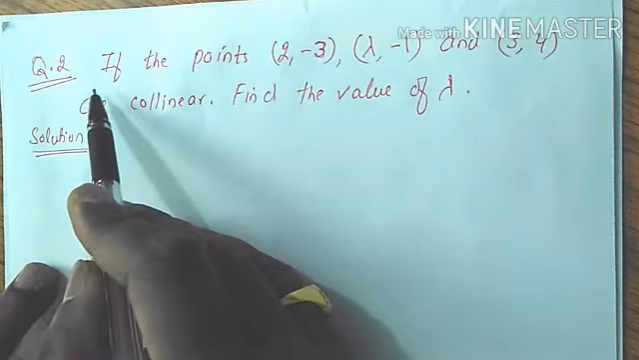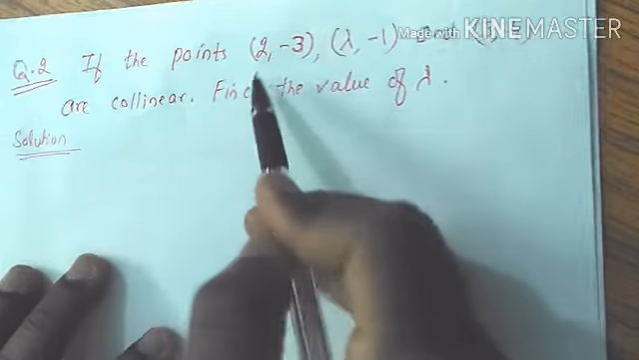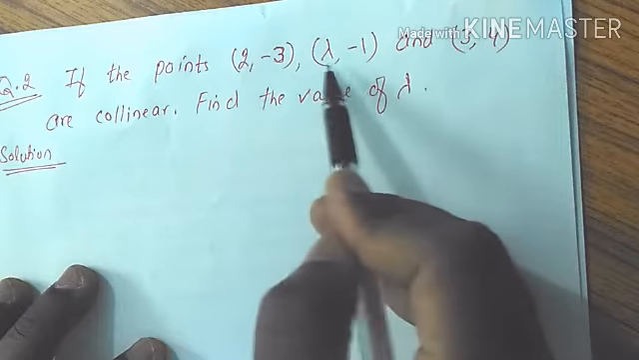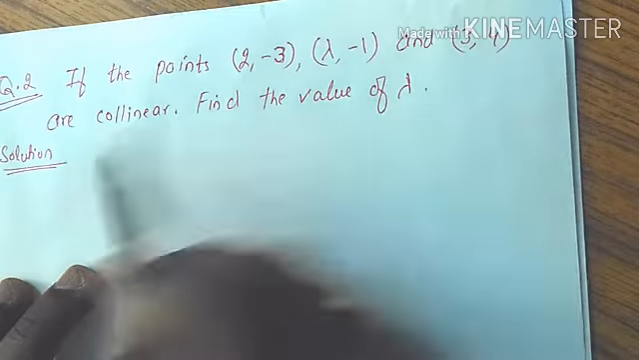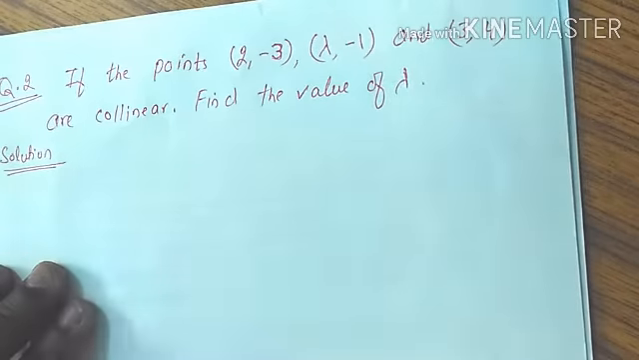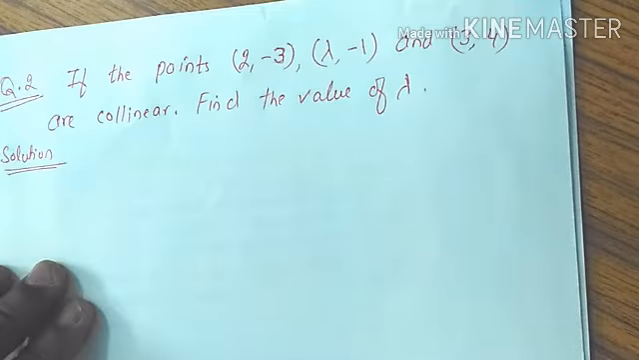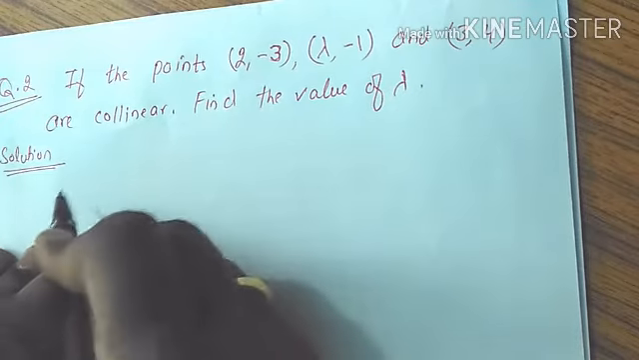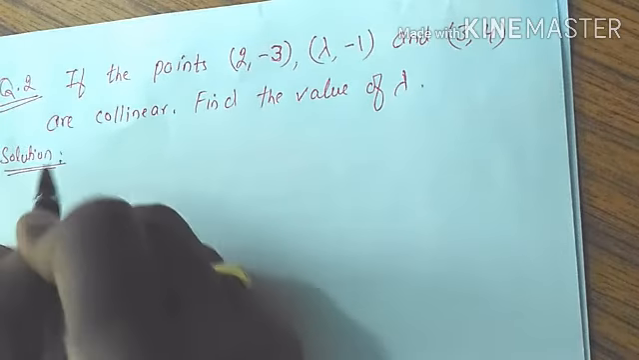Now we'll take one more question. If the points with the coordinates 2 comma minus 3, lambda comma minus 1 and 3 comma 4 are collinear, then find the value of lambda. So we know the condition for the collinearity of the 3 points. So what we have to do? We will apply the condition for collinearity.